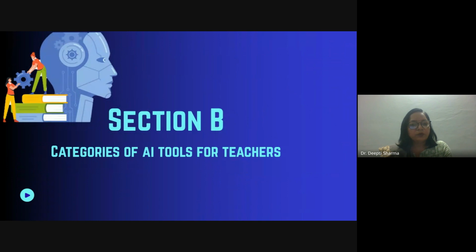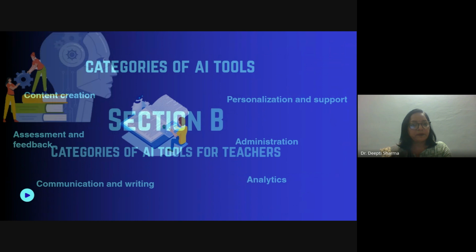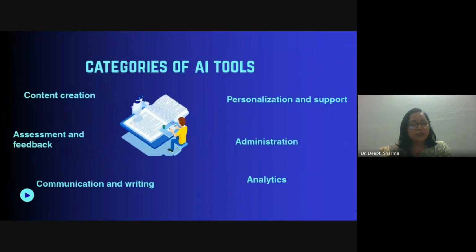Now let's come to section B, which is categories of AI tools for teachers. We have 6 different categories of AI tools for teachers. First thing is content creation, assessment and feedback, communication and writing, personalization and support, meaning mentoring, administration purposes, and analytics.